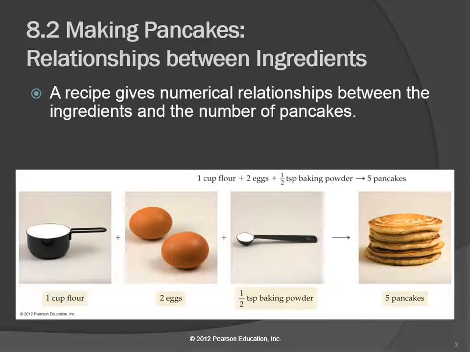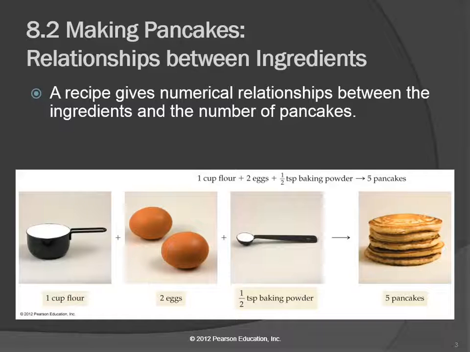So let's think about making pancakes because this process is similar to what you do when you use a recipe. Let's think about a very simple recipe for pancakes. Don't try this at home because it won't work. It's too simple. But a cup of flour plus 2 eggs plus half a teaspoon of baking powder. Mix those together and cook, and you get 5 pancakes. And here it is in pictures. A cup of flour, 2 eggs, half a teaspoon of baking powder. You get 5 pancakes.